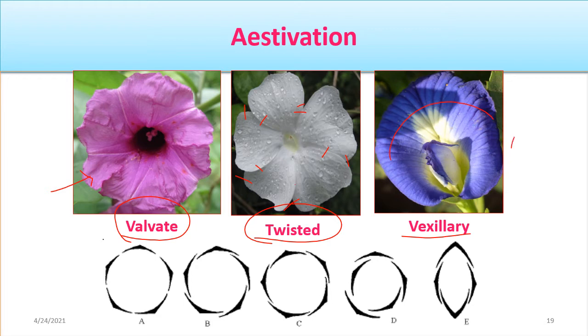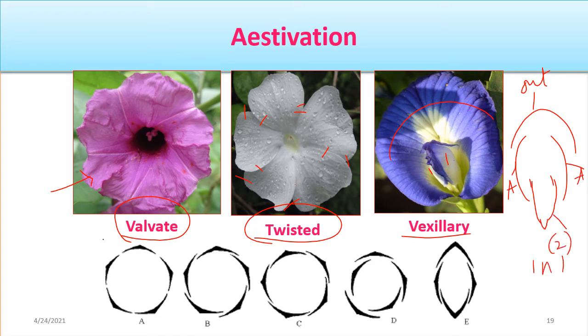This is the bigger one, which is called the standard. Then these two alternating are called wings, and then the two innermost are fused at the base and are completely in. These two are alternating and this is completely out. This is alternating, and these two are fused, completely in, and this is vexillary aestivation. This is imbricate and this is quincuncial aestivation.